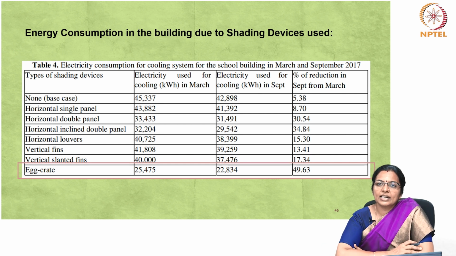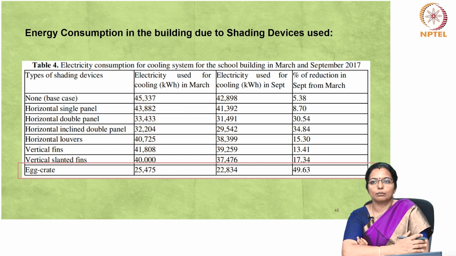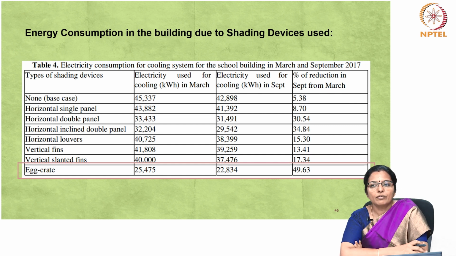The horizontal inclined double panel ranks second in efficiency, while the horizontal single panel demonstrates the least effectiveness, saving only about 1455 kilowatt hour. In September, the egg crate shading device remains the most efficient, achieving a 49.63% reduction in cooling energy consumption compared to the March baseline without shading. Conversely, the horizontal single panel shading device exhibits the lowest effectiveness, reducing cooling energy consumption only by 8% compared to the March baseline.